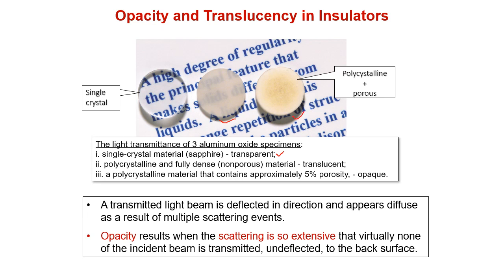A transmitted light beam is deflected in direction and appears diffuse as a result of multiple scattering events. Opacity results when the scattering is so extensive that virtually none of the incident beam is transmitted undeflected to the back surface. So the light cannot pass through this kind of material. We call it an opaque material.